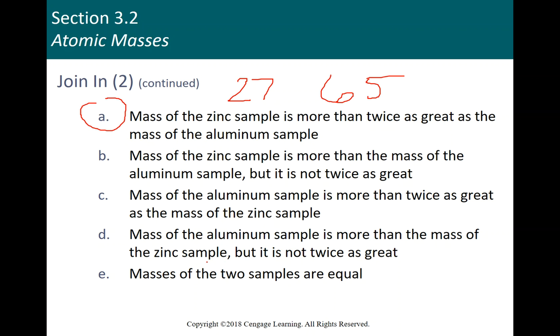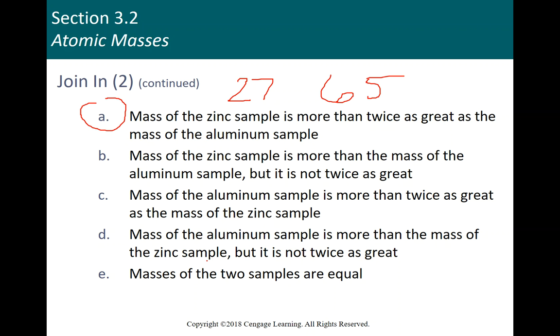So it's just kind of like bowling balls and marshmallows. If I have 5 marshmallows, it's going to have a different mass than if I have 5 bowling balls. So I have the same number, but the mass of the bowling balls is greater. So just like zinc and aluminum, each atom of zinc has more mass than each atom of aluminum. And so if I have the same number of atoms of each type, then the element that has the higher mass per atom is going to have a higher total mass.